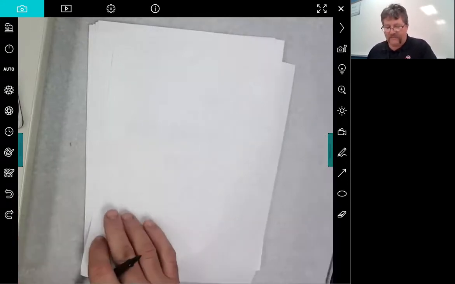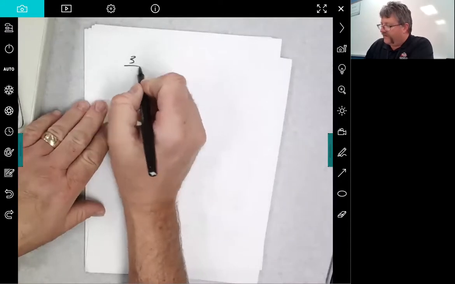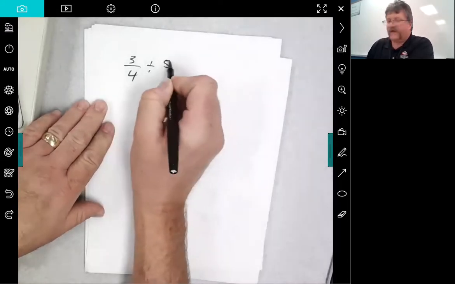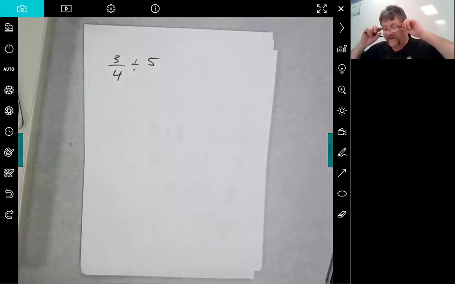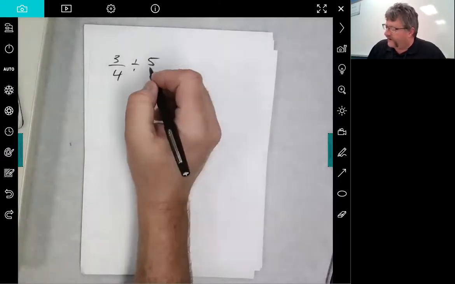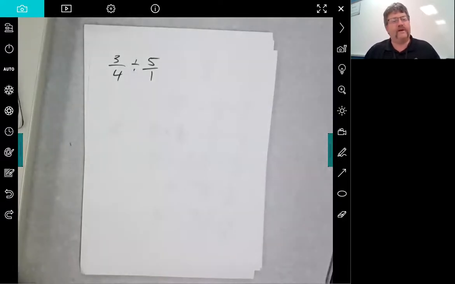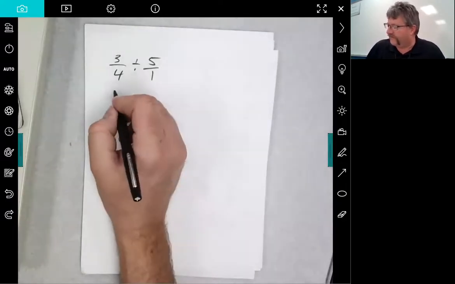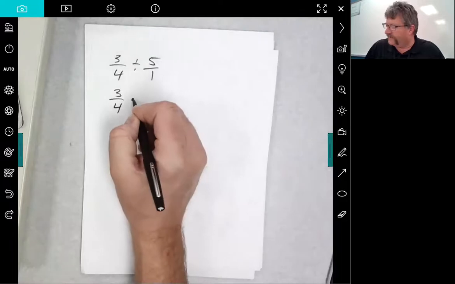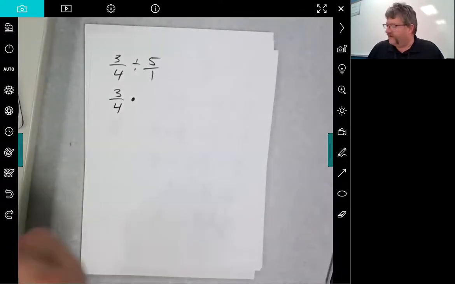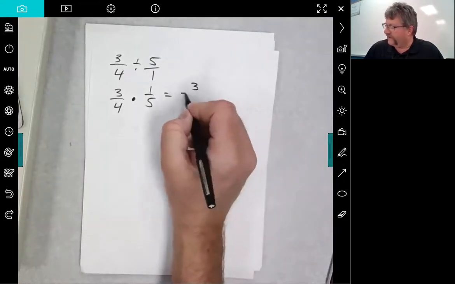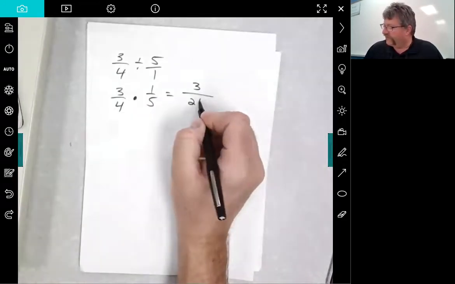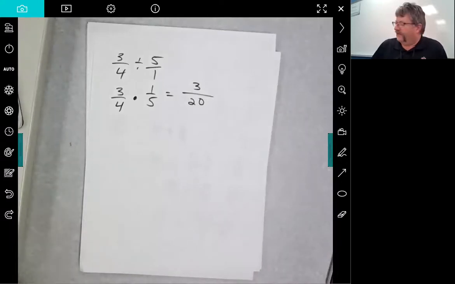All right, so what about something like this? 3/4. Now what if I have to divide a fraction by a whole number? Uh-oh, seems like it's a different procedure, but of course it's not, right? Because any whole number, I can slap an old denominator of 1 under there, and now it's a fraction divided by a fraction. Leave the first fraction alone, change the divide to times, do the old flip-flop, multiply across the top, multiply across the bottom, reduce as needed. This one I don't need to reduce, and there we go.